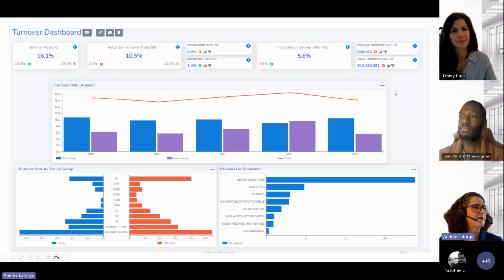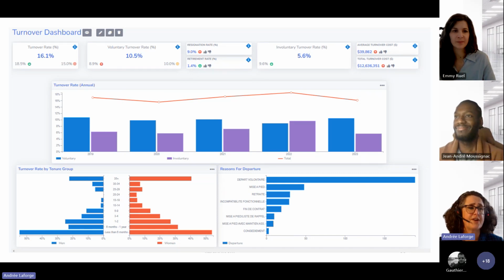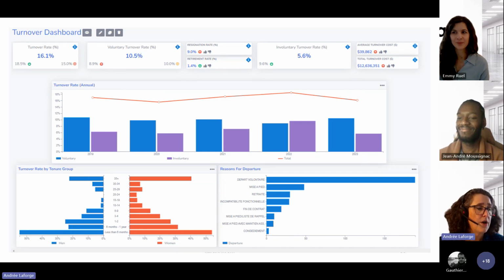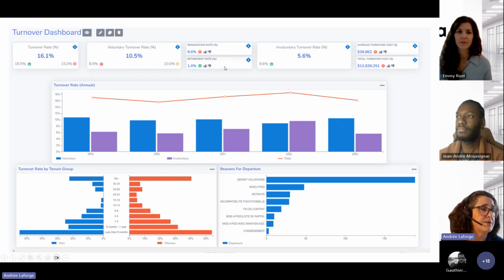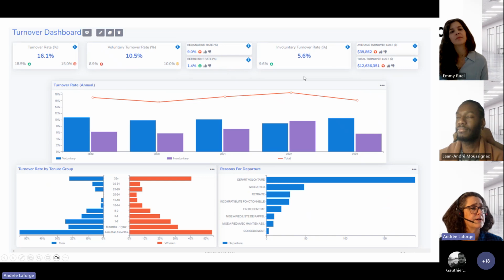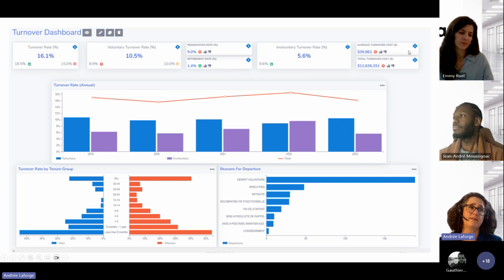I have one here related only to turnover. So if turnover is a big issue in your organization, this could be a dashboard that you could be building. So my turnover rate, my voluntary turnover rate that I divide by my resignation rate, my retirement rate. Here we can see that retirement is not really an issue in this organization. The involuntary turnover rate, and I have the cost related to turnover.